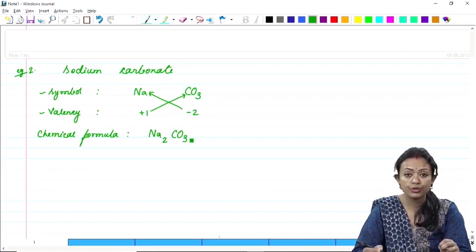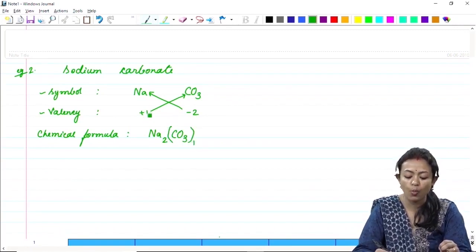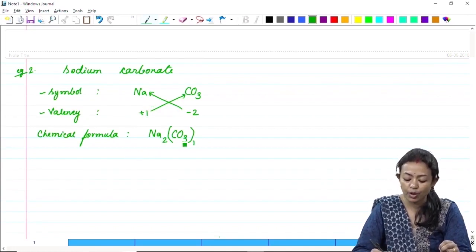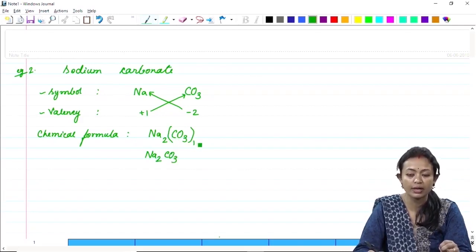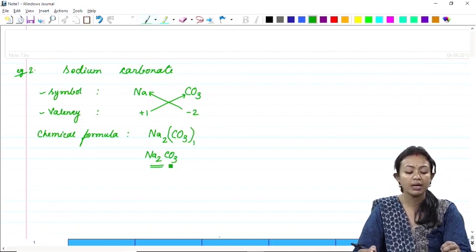When you cross them, the chemical formula would become Na2CO3. Do you remember that polyatomic ions need to be put in brackets? So we are putting brackets. So with carbonate, 1 goes and with sodium, 2 goes. Because carbonate has only 1 as the value, we need not put it in brackets. We can also write it as Na2CO3, which also means that there is 1 carbon and 3 oxygen. So this is the chemical formula of sodium carbonate.